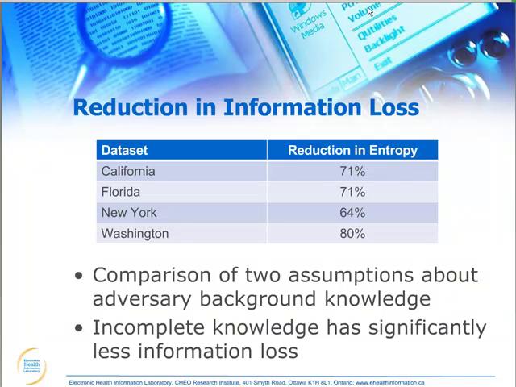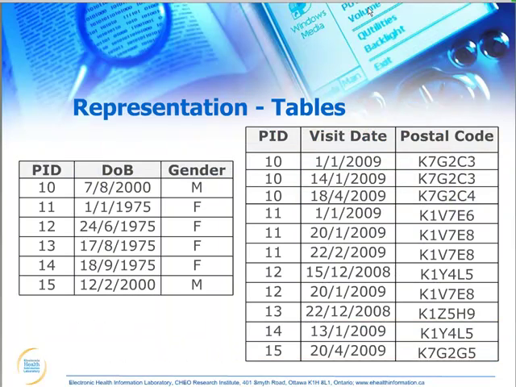An adversary may know that patient number 10 had a visit on the 1st of January 2009, and they may know that they lived at these two locations, K7G 2C3 and K7G 2C4, but the adversary will not know that on the visit on the 1st of January the patient was living at the 2C3 postal code. Also, the adversary will know that the patient had a visit on the 14th of January, but will not know which one of the two postal codes they lived at during that visit. So they have all the individual pieces of information for all the visits, but they're not able to link them or put them together on a per event or per visit basis.